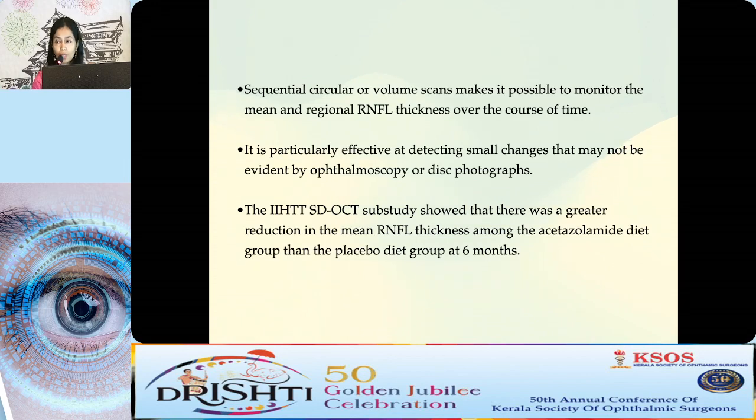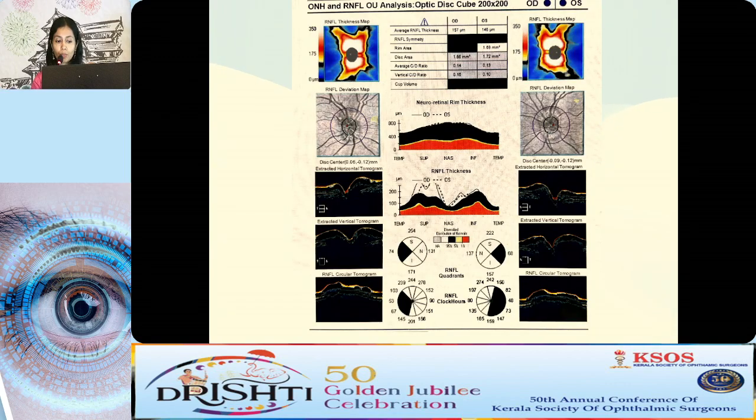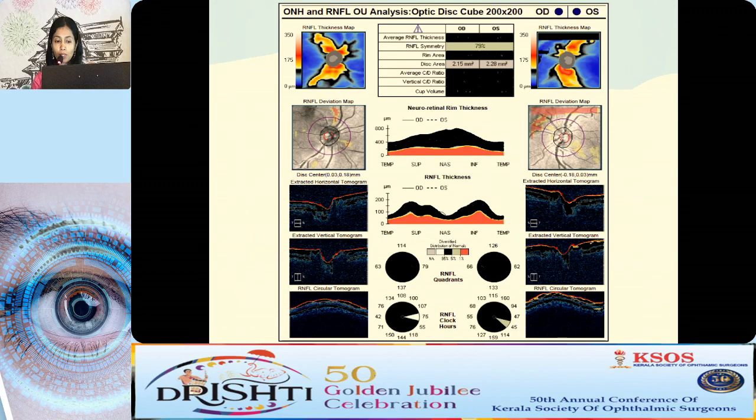It's also effective in such cases where we're not very sure whether the optic disc is thickened or not. It would confirm the thickening. And there is a study based on OCT, the idiopathic intracranial hypertension treatment trial, which showed a greater reduction in the mean RNFL thickness among the Diamox patients compared to placebo. So regarding our first patient, the patient was started on Diamox, and slowly the thickness reduced and came back to normal.